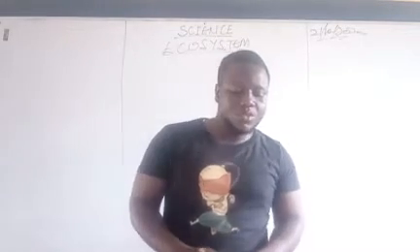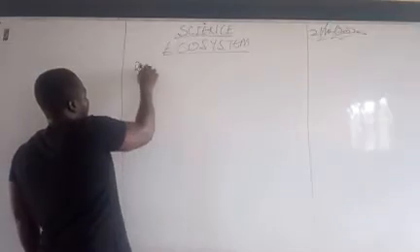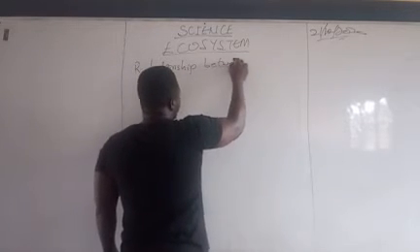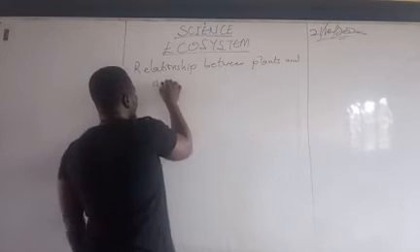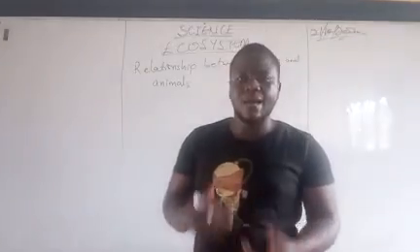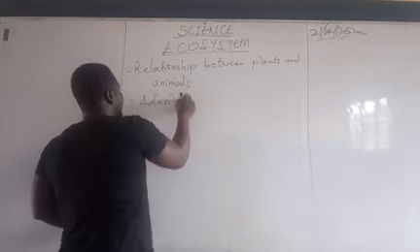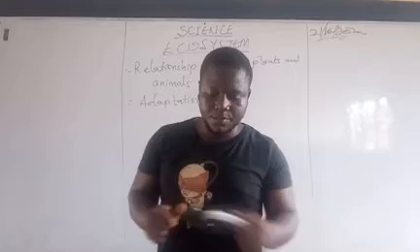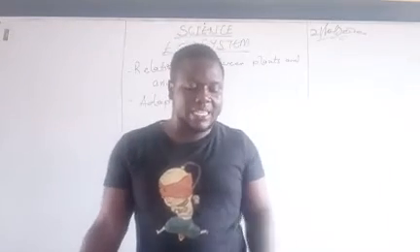Now today we are going to look at two things. The first one is the relationship between plants and animals. Then the second one will be adaptations. All right. Now with relationship between plants and animals.